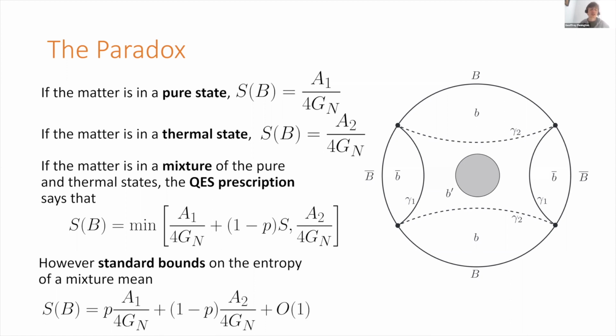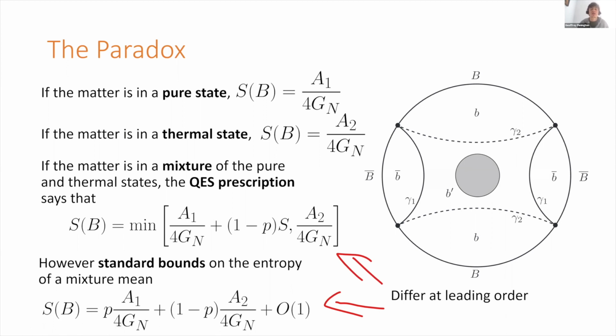And if I take a mixture of two states, then very standard bounds on the entropy of that mixture mean that the entropy of the mixture is just P times the entropy of the first thing, so A1, plus 1 minus P times A2, plus at most some order 1 correction. Okay. And now we can just compare these two formulas, what we know it has to be given our answers up here and the answer we got from QES.